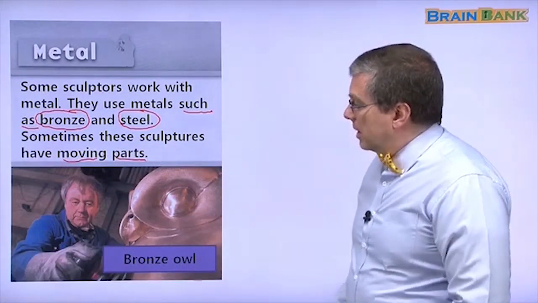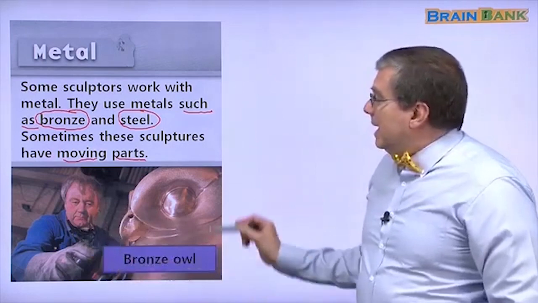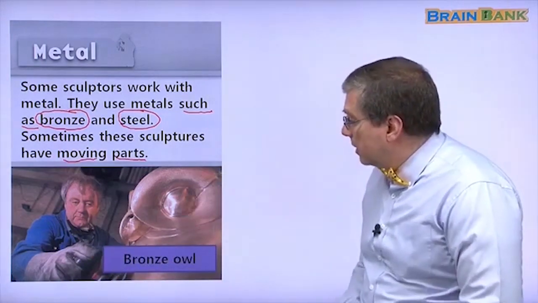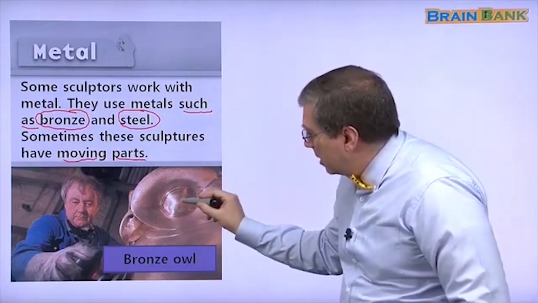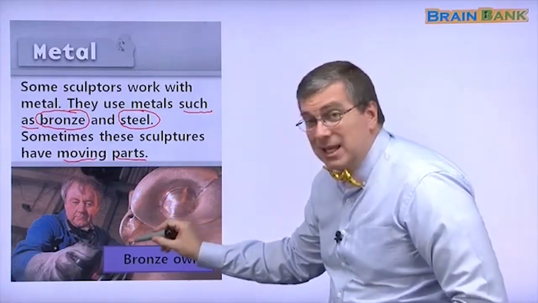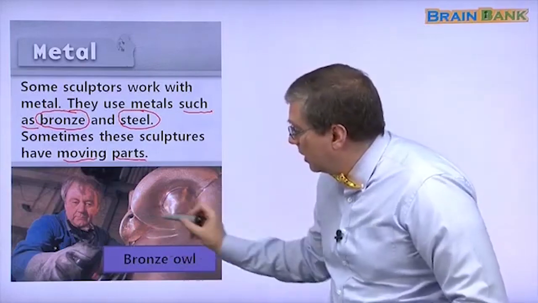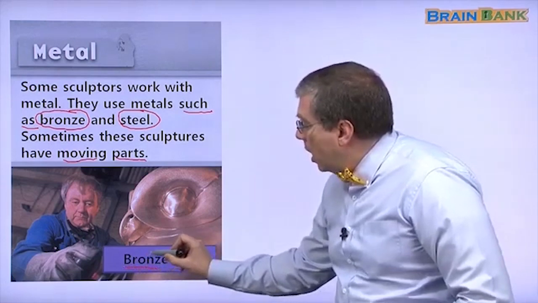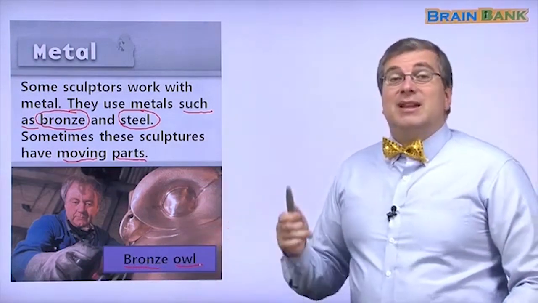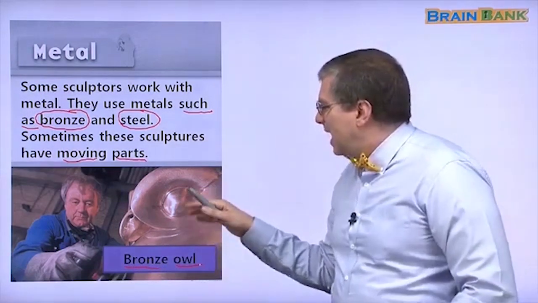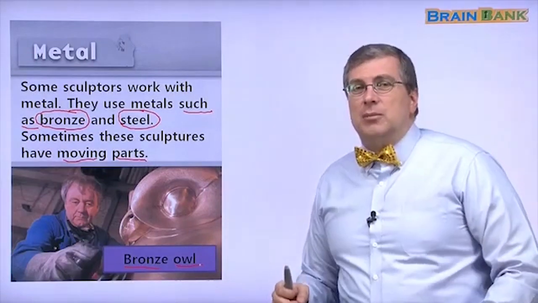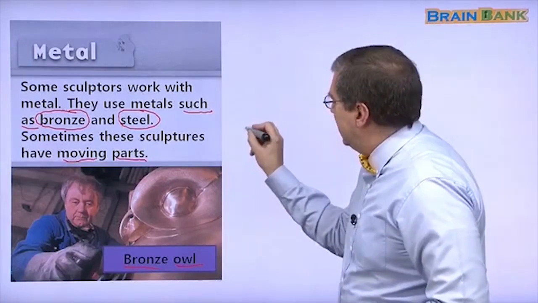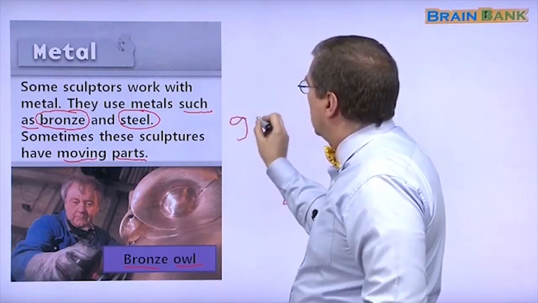Look at the picture. What is this man doing? He's making a sculpture. What is the sculpture of? We can see a big eye here, and we can see a beak like a bird here. We can see it is a bronze owl. Bronze is a metal that's shiny and kind of brown or yellow. It looks like gold, but it isn't the same as gold.